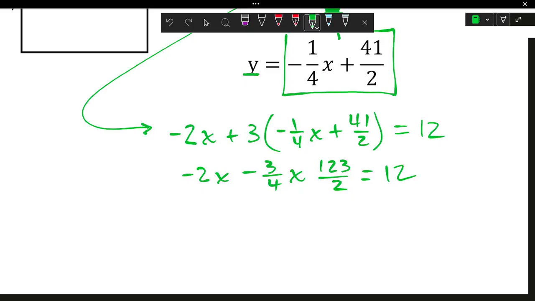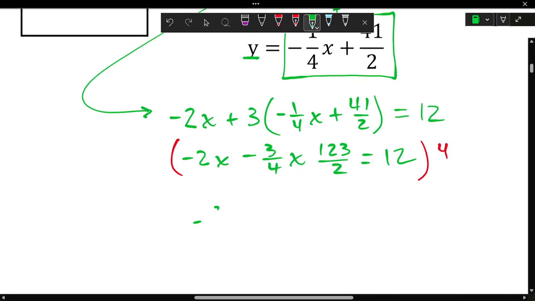Probably not necessary, but I'm going to do it anyway. I'm going to multiply both sides by the number 4 just because I want to get rid of all these fractions. When I multiply each term on each side by 4, I get the following equivalent equation. I'm going to have negative 8x, and then negative 3x. That's beautiful, right? Because you can see this 4 is going to cancel with this 4.